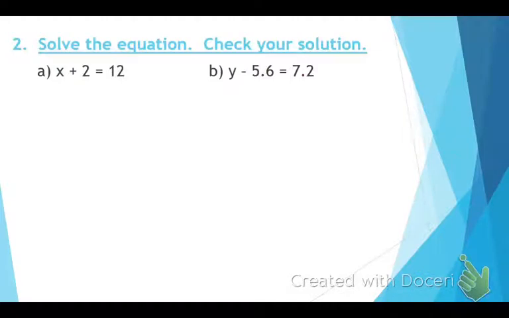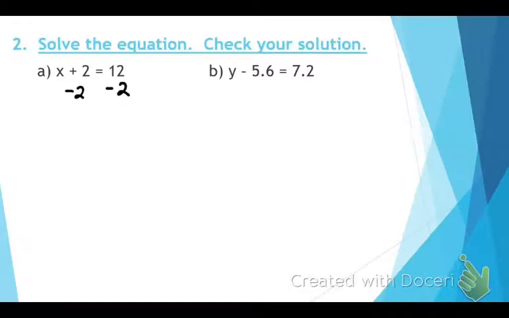All right, so section number 2 says solve the equation and check your solution. First things first, Heather, identify the variable. What's the variable on problem A? X. What is not allowing X to be alone? Okay, now remember, we're going to use these words. Add by 2, subtract by 2, multiply by 2, or divide by 2? Add by 2. What is the opposite of add by 2? Subtract by 2.